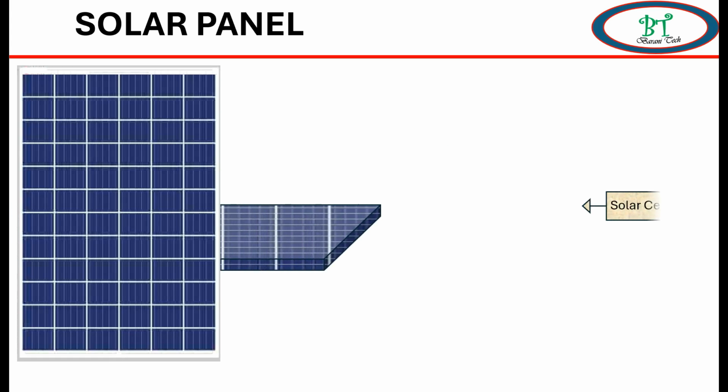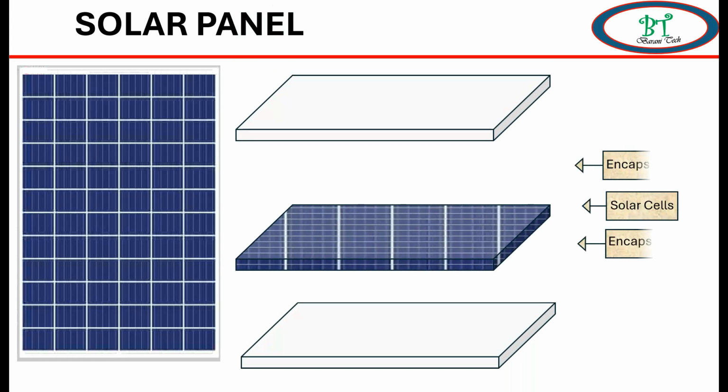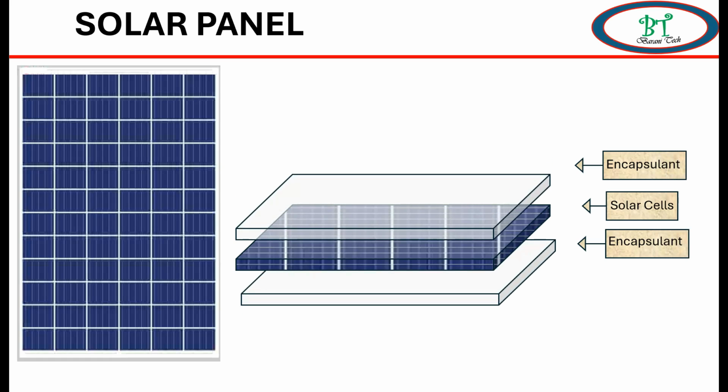Now we see the construction of the solar cell. The solar cell will be in the center. The top layer and the bottom layer are covered with encapsulant. The function of this in a solar cell is to protect it from environmental degradation and mechanical stress, which ensures long-term performance and reliability.